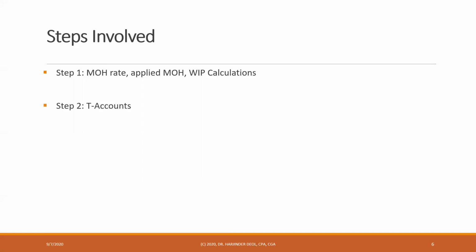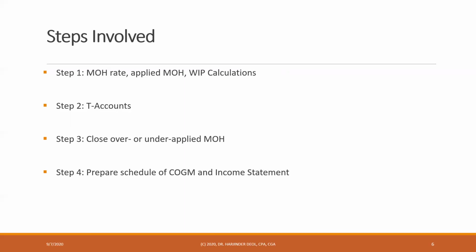Step 2 involves preparation of T accounts. There are 7 T accounts that are usually prepared, and we will be talking about these in the following slides. Step 3 is to close any over or under-applied manufacturing overhead. And then step 4 is preparation of a schedule of cost of goods manufactured and income statement.